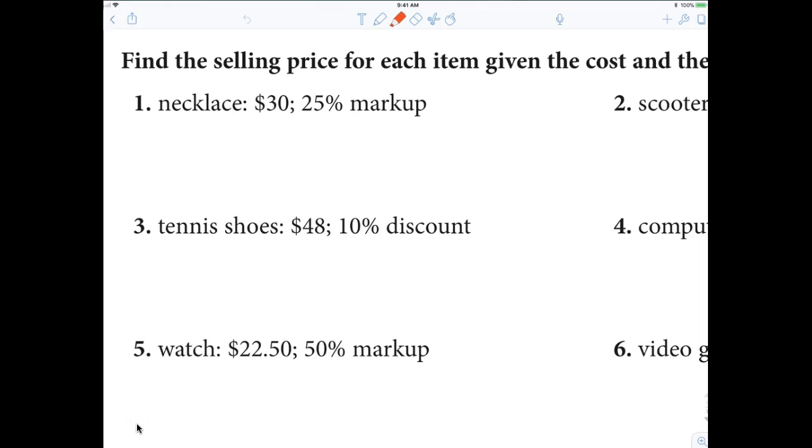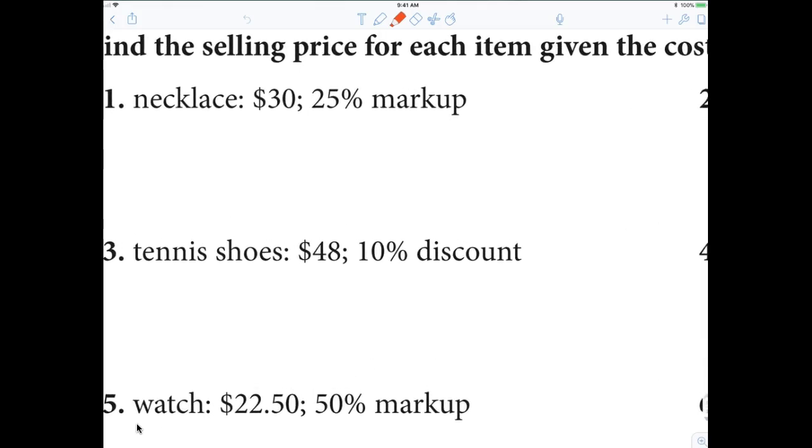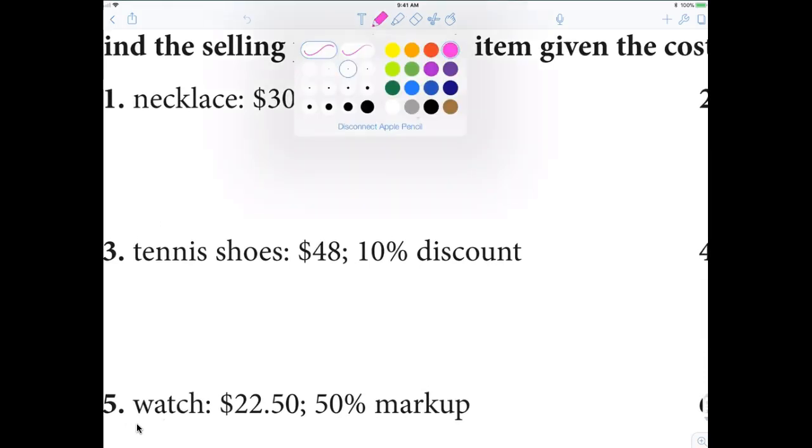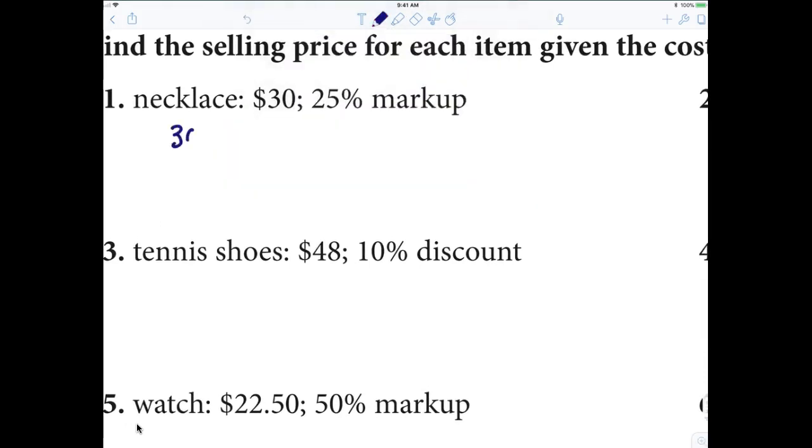I want everybody to take a look at this. If I want to mark it up 25%, I would take $30 and multiply that by 0.25. Somebody do that for me. 30 times 0.25 is $7.50, and that represents the what? That represents the markup. Thank you very much, and that's what I want you to write down on your paper. That represents the markup. Are you good with that?